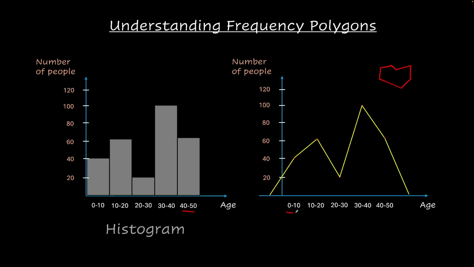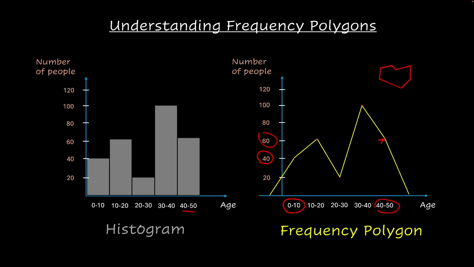For example, here we have about 40 occurrences of people in the age group of 0 to 10. If you went to the area and counted people, you would count about 40 people in the age group of 0 to 10, and you would count about 60 in the age group of 40 to 50. And that's what this polygon is representing. That's why it's known as a frequency polygon.